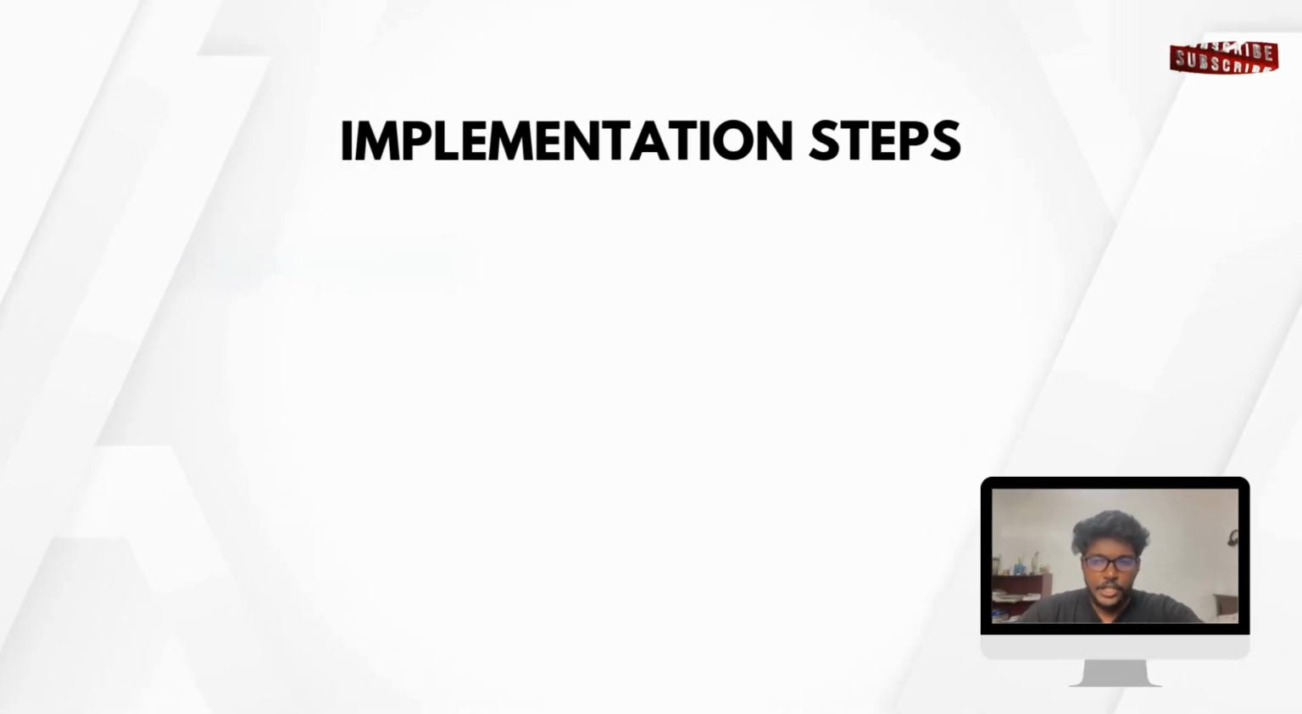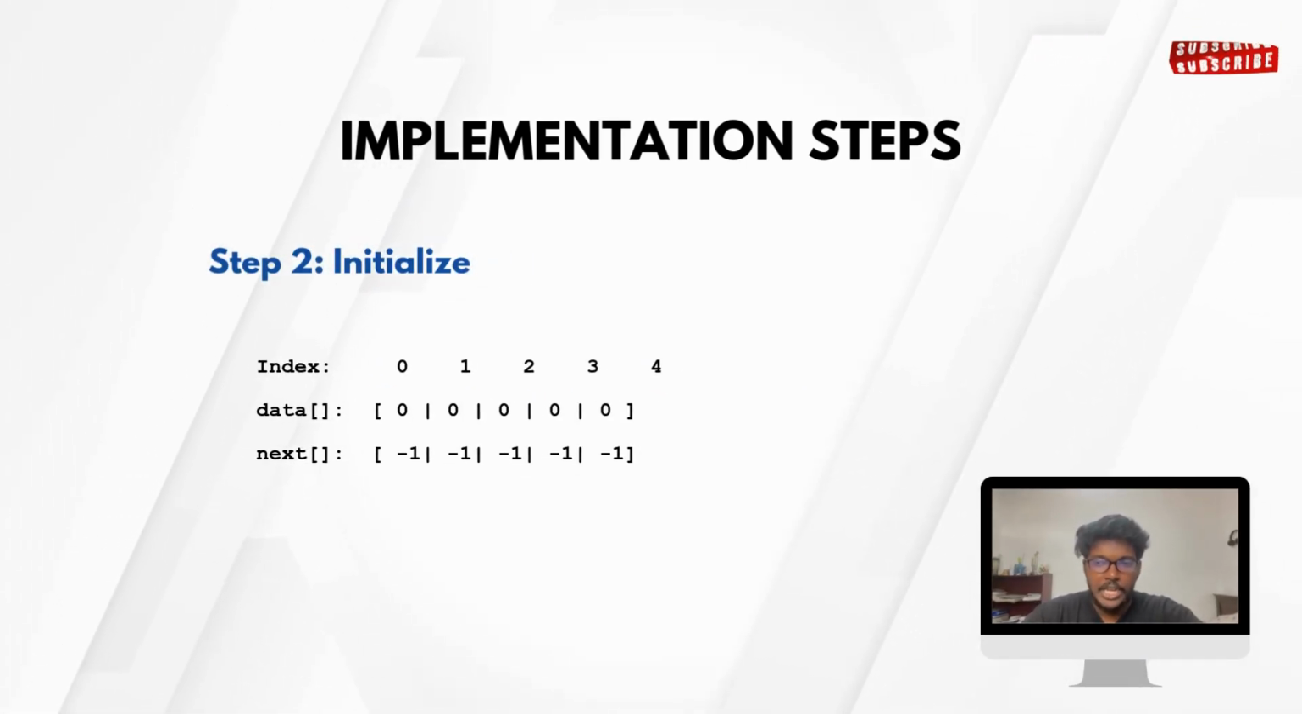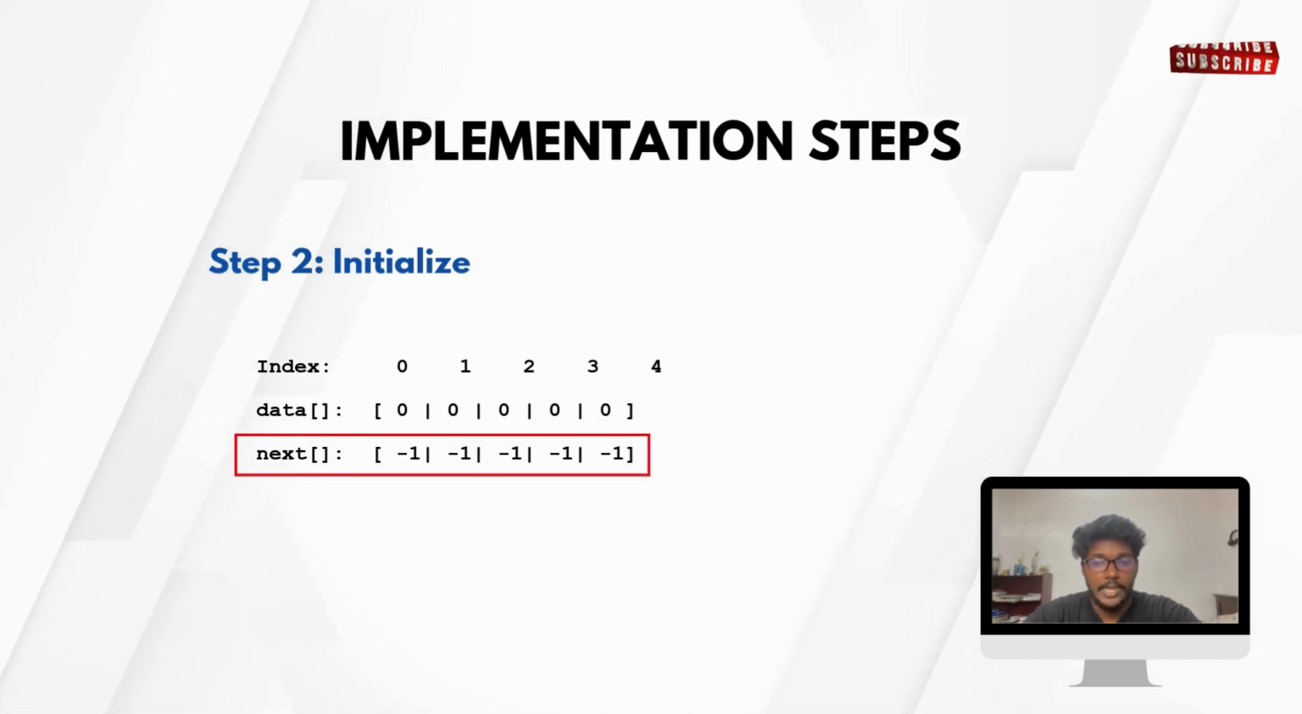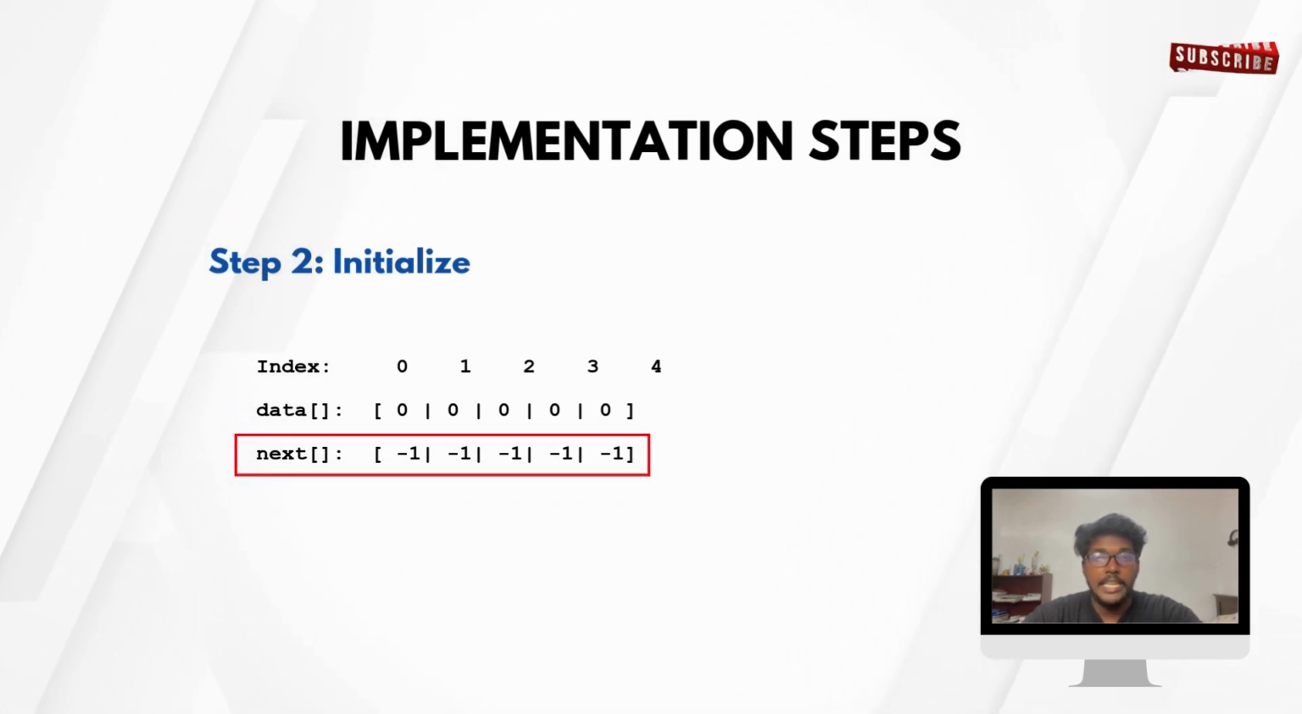Next, we initialize the next array. Each element is set to -1, which means there are no connections between nodes yet. This represents an empty linked list.